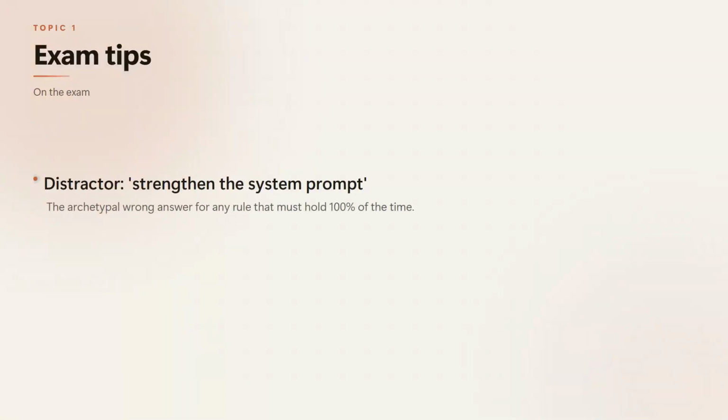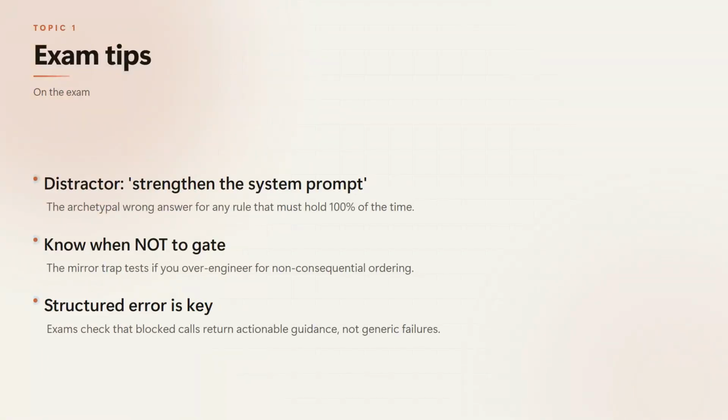On the exam, the most common distractor is strengthen the system prompt to say verification is mandatory. That's the archetypal wrong answer for any rule that must hold 100% of the time. It's probabilistic, and the exam guide explicitly calls out the non-zero failure rate. Also watch for the mirror trap, a scenario where ordering is merely suboptimal, not consequential. The correct answer there is to improve the tool description, not add a gate. Finally, expect questions that test whether your blocked call returns structured, actionable guidance, naming the missing prerequisite and the tool that supplies it rather than a generic failure. This part is testcraft, but it reflects real design judgment.